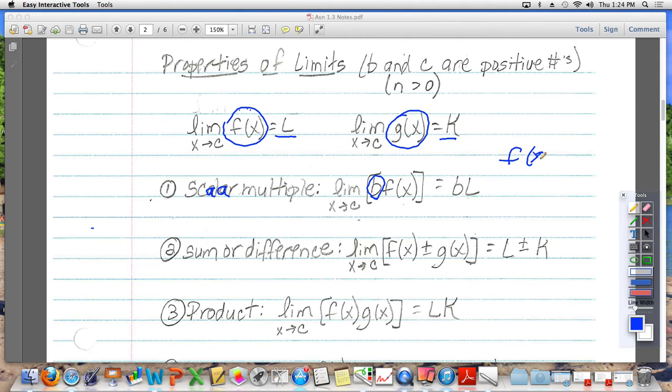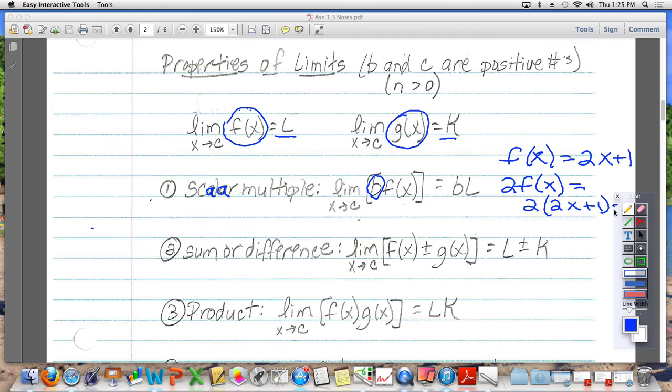I'm going to keep this really simple. Let's say that f of x is equal to 2x plus 1. What is 2 times f of x? Well, 2 times f of x would be 2 times 2x plus 1, which would be 4x plus 2.